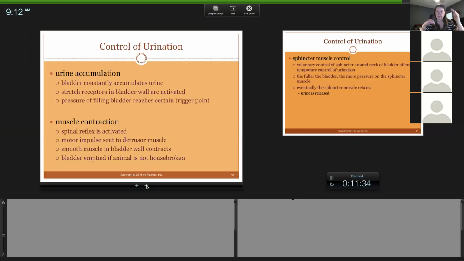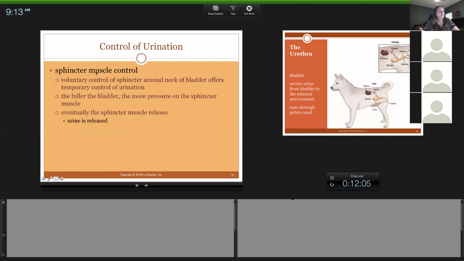And then what happens is the brain is going to initiate the spinal reflex. So there is a nerve that comes down and sends a signal to the detrusor muscle. The detrusor is a smooth muscle, it contracts, and then the animal is going to relax the sphincter when they reach the grass or you reach the bathroom or whatever. The issue that we have is, this sphincter is voluntary. The more urine there is, the more pressure, it's going to eventually relax.